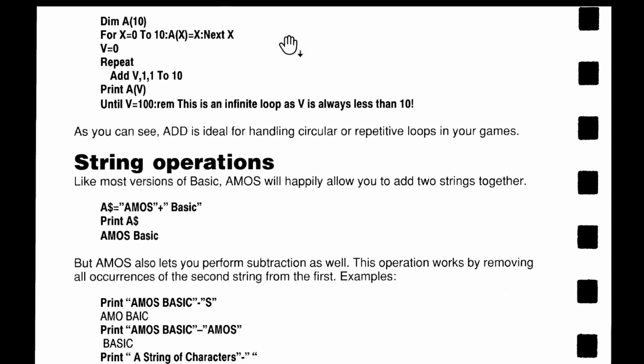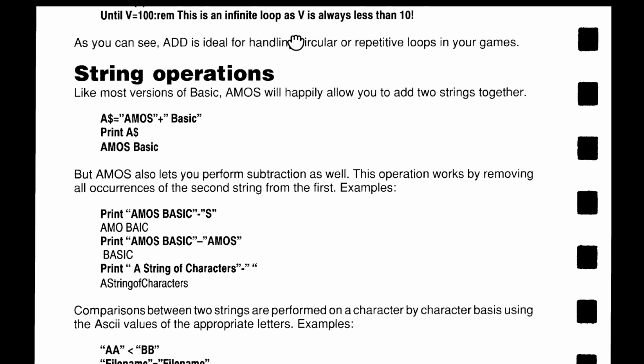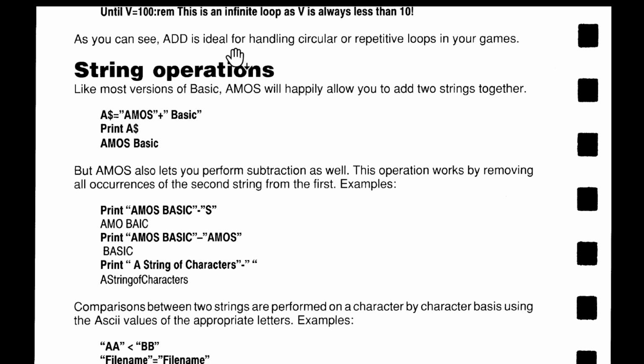Here's an example. Dim A(10). For X equals 0 to 10, A(X) equals X, Next X. V equals 0. Repeat, Add V, 1, 0 to 10, Print A(V). Until V equals 100. Rem: this is an infinite loop as V is always less than 10. As you can see, Add is ideal for handling circular or repetitive loops in your games.